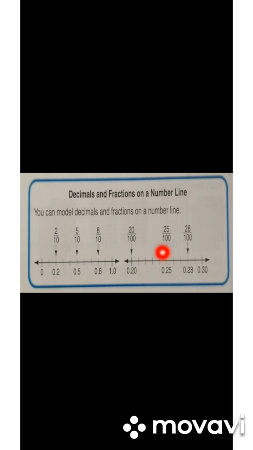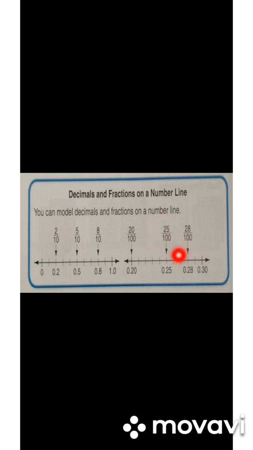To determine the fraction of the first arrow, let's count. How many spaces? 1, 2, 3, 4, 5. So 5 spaces to reach the first arrow. So 5 spaces out of what? Out of 10 spaces. So we have 20. After 20 is what? Is 21, 22, 23, 24, 25. So our fraction now is 25 hundredths.